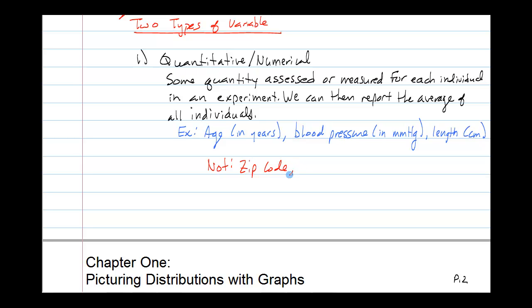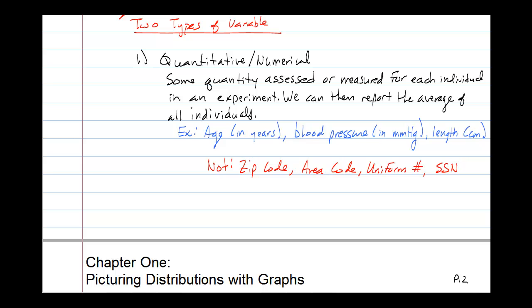So zip code, area code would be another one. It doesn't make sense to find the average area code. Uniform number. It doesn't make sense to find the average uniform number, even though it's a number as well. And another example would be your Social Security number. It doesn't make sense to find the average Social Security number. So even though they're numbers, it does not make sense to find the average.